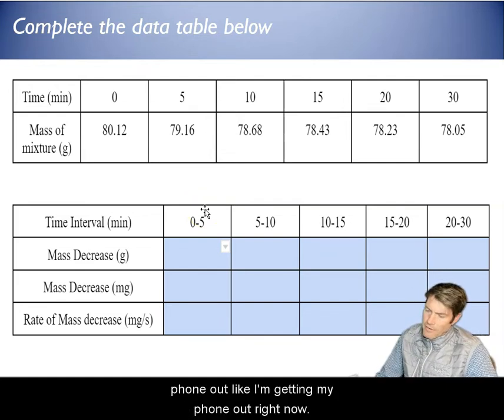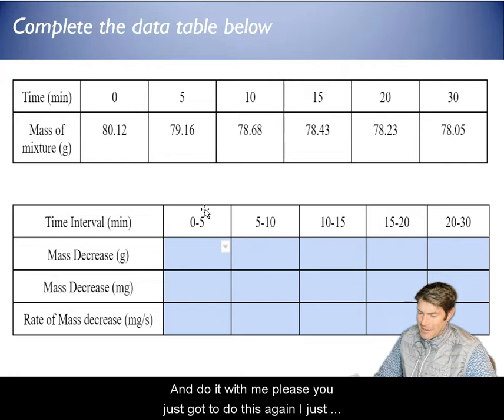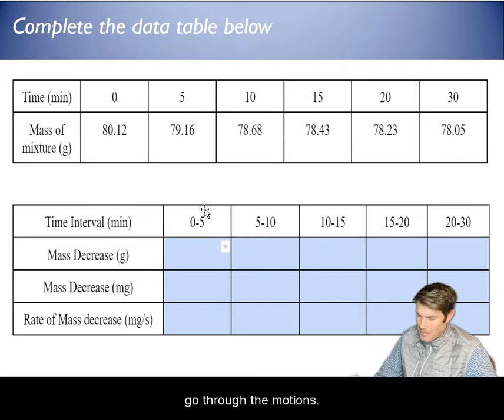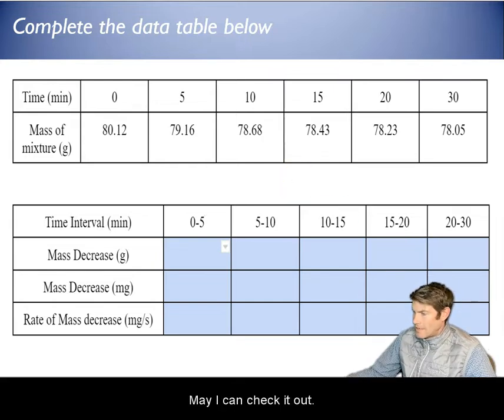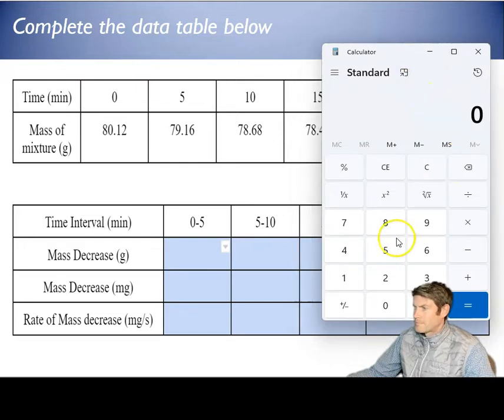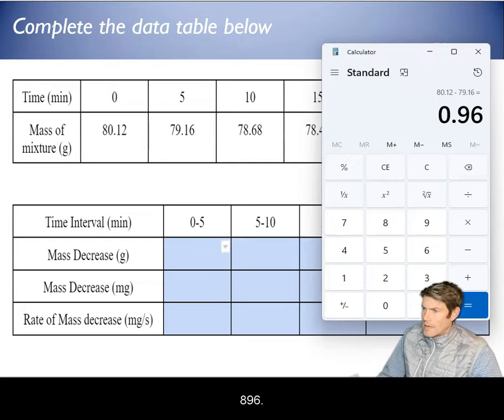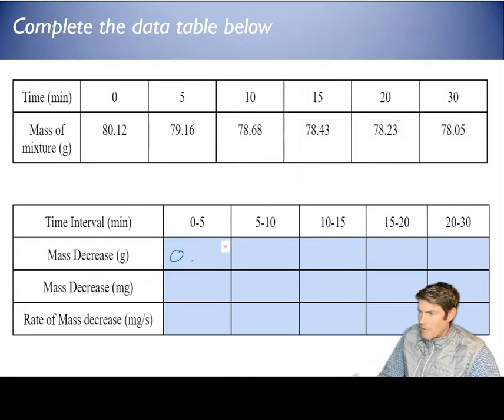So I want you to please get your phone out, like I'm getting my phone out right now, and do it with me, please. You gotta just go through the motions. So I'm putting 80.12 minus 79.16 gives me 0.96. So I'll write down 0.96.